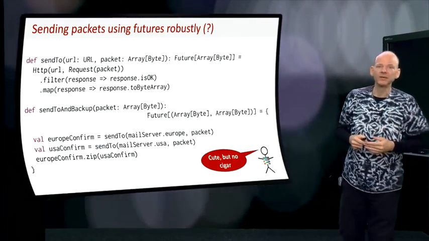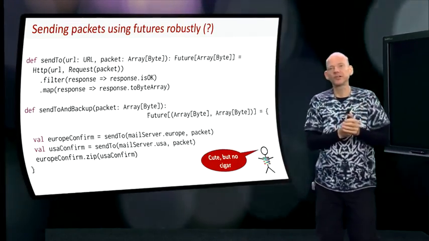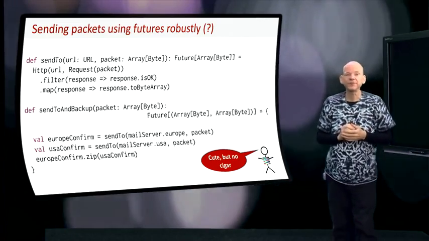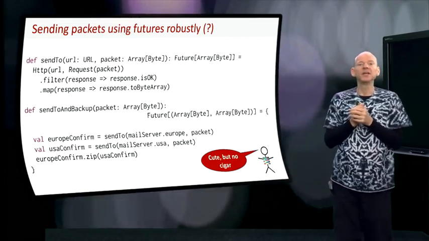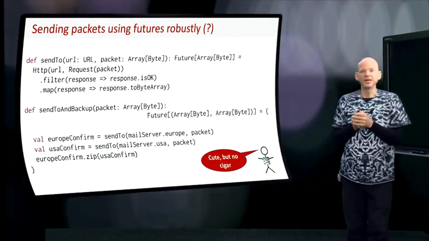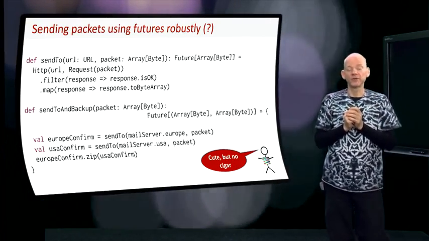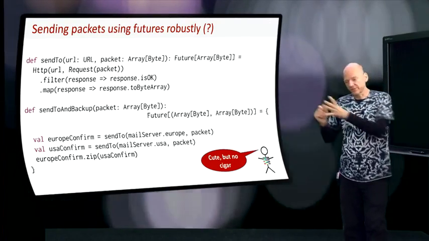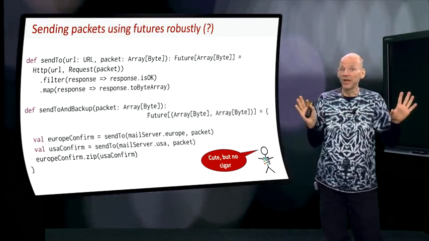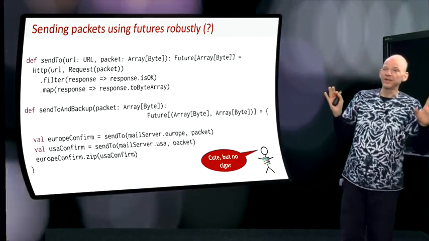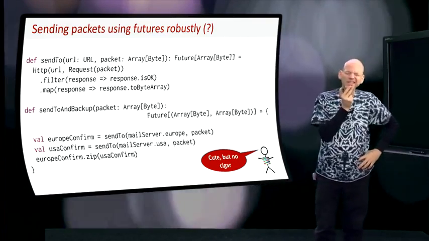We send the packet to a mail server in Europe. We send the packet to a mail server in the US, just to be safe. And then we zip the confirmations to get a pair of the response from sending the packet to Europe and the response from sending the packet to the US. Right? So now we should be safe because we're sending it twice. But is this any better really?